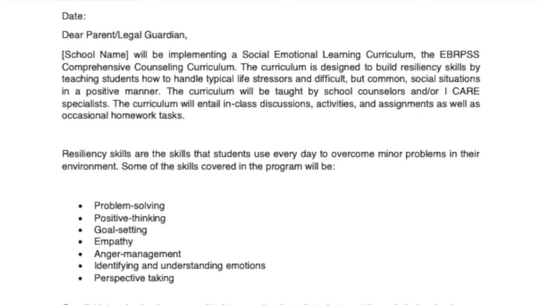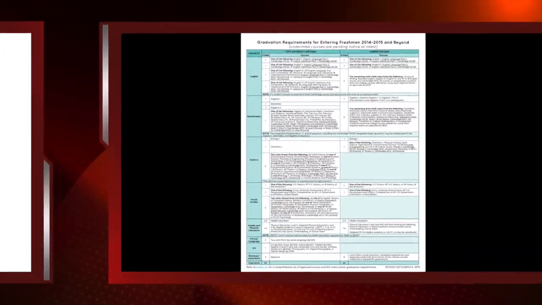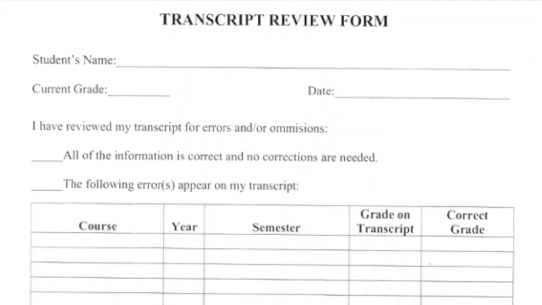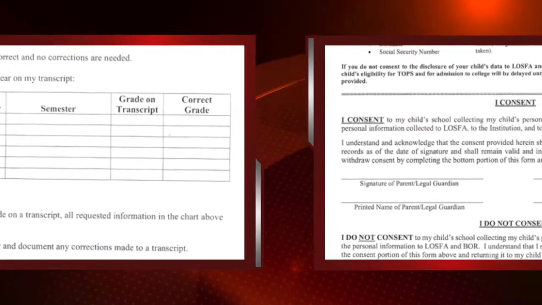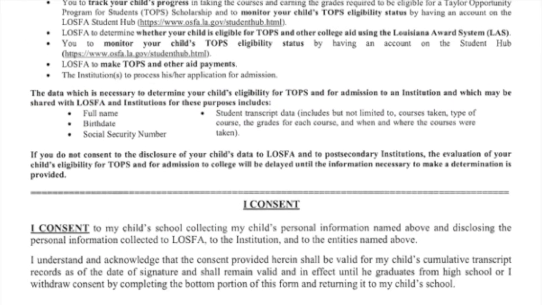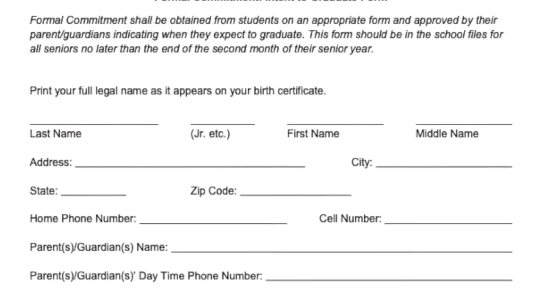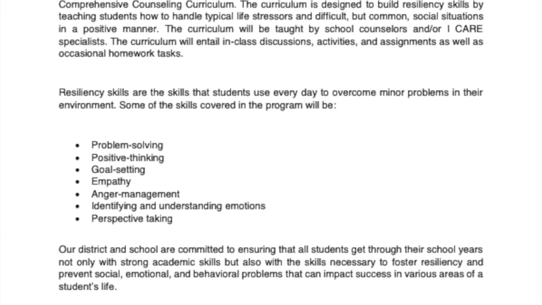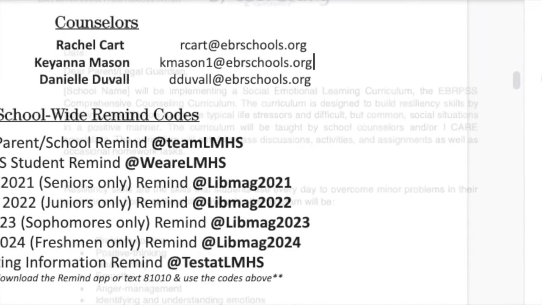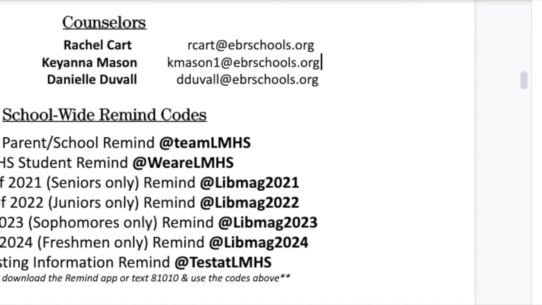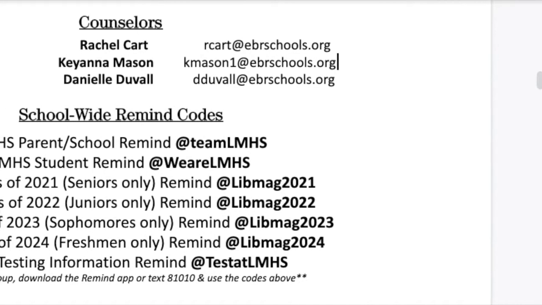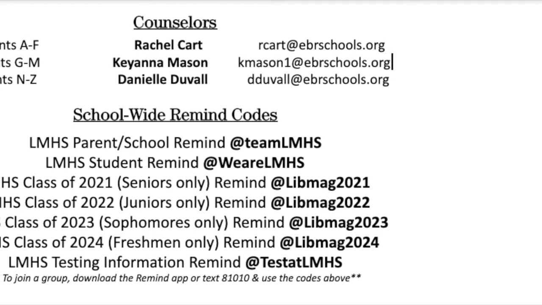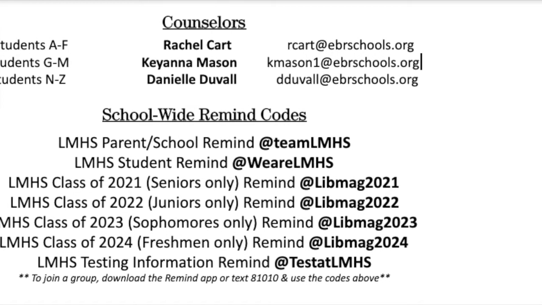Lastly, I would like to reiterate the forms that must be submitted in the class of 2021 Google Classroom: the Individual Graduation Plan, the IGP, the transcript review form, the TOPS college scholarships, grants, aid programs, and college admissions consent form, the formal commitment intent to graduate form, and also the social emotional learning curriculum consent form. All forms must be submitted in the class of 2021 Google Classroom by October 14th, 2020.